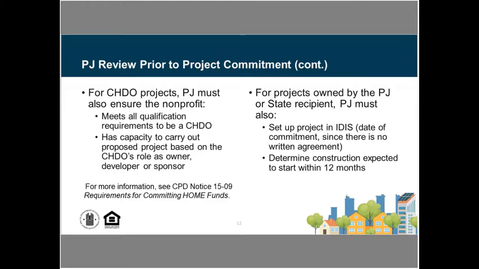Every once in a while, we will have projects that the PJ themselves or a state recipient is actually going to own that project. So in those cases, we really can't use the written agreement itself as the test for that commitment date. And so in those cases, we would be actually using the project date that it was set up in IDIS as our actual compliance date to then calculate our 4-year project completion deadline, and also to track our 12-month deadline for construction to begin.